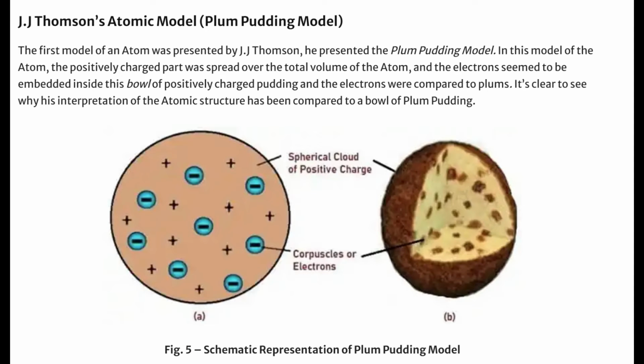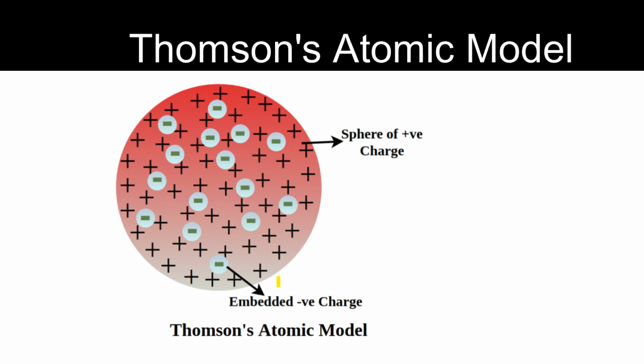J. J. Thomson's atomic model, also called the plum pudding model. The first model of the atom was represented by J. J. Thomson. He represented the plum pudding model. In this model of the atom, the positively charged part was spread out over the total volume of the atom and the electrons seemed to be embedded inside a bowl of positively charged pudding, and the electrons were compared to plums. It's clear to see why this interpretation of atomic structure has been compared to a bowl of plum pudding.